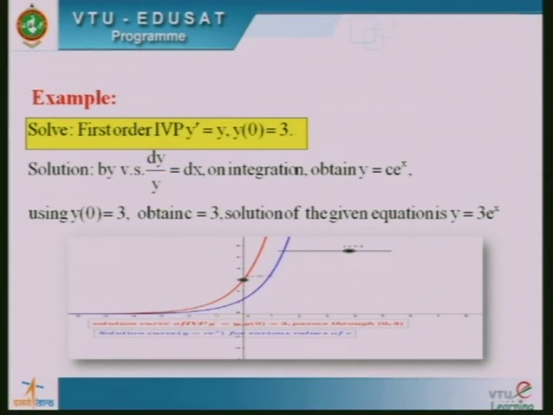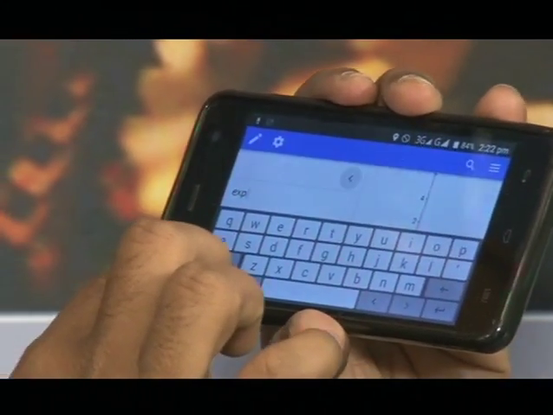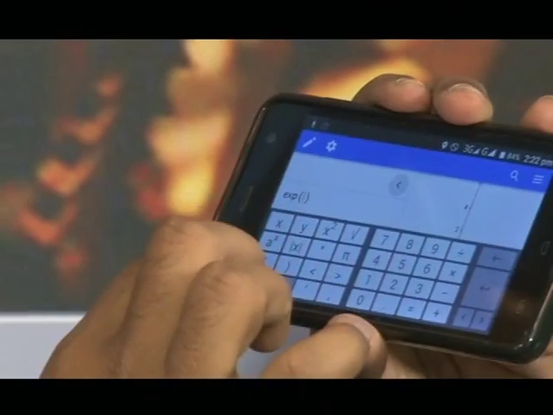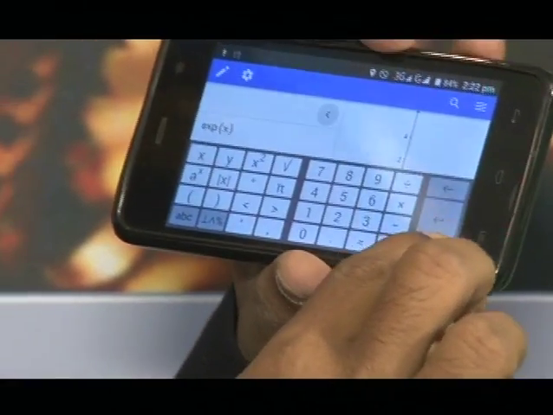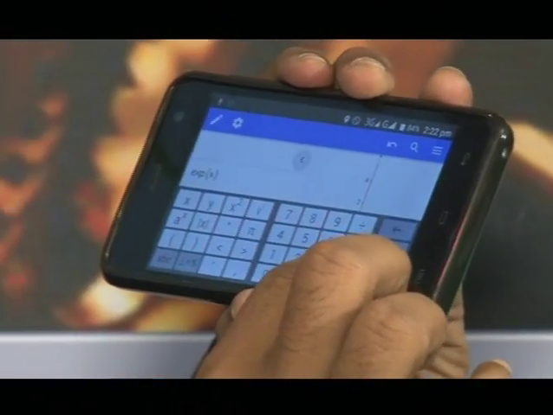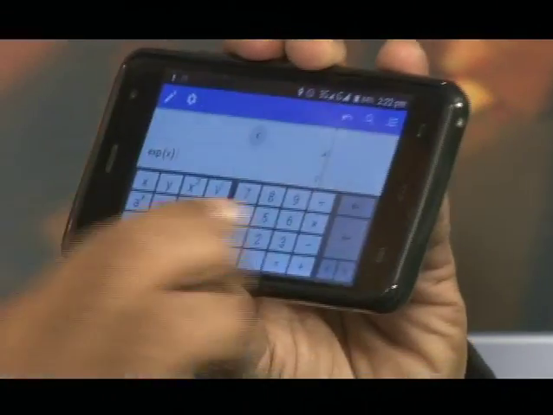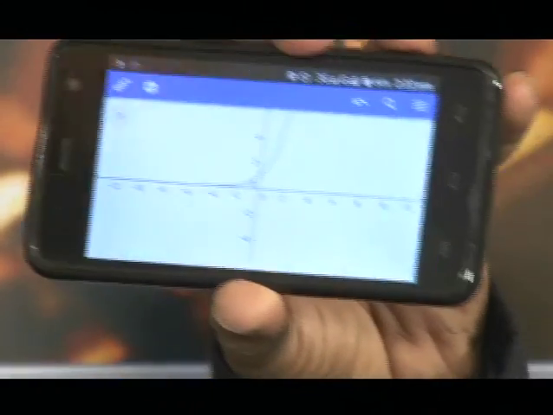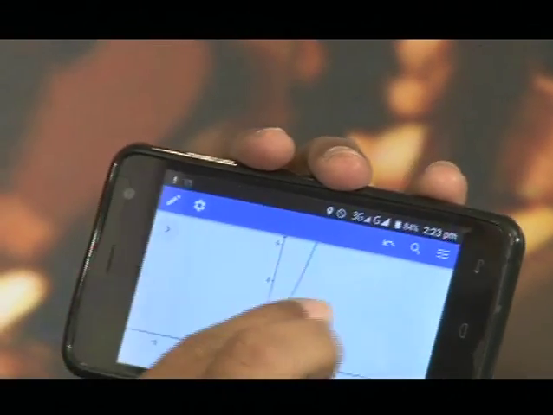right. So, e x p of x, okay. Friends, I have typed exp of x, it means exponential x, right. So, I hope now you can see the graph of the exponential function.